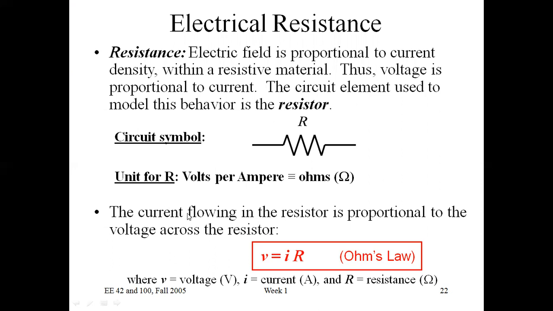The current flowing in the resistor is proportional to the voltage across the resistor. Whatever voltage you apply across the resistor, the magnitude of the current will vary depending on that voltage, because the applied voltage acts as a driving force for the current in that particular resistor. So V is equal to IR. It is nothing but Ohm's law, where V is the voltage, I is the current, and R is the resistance, measured in volts, amperes and ohms respectively.